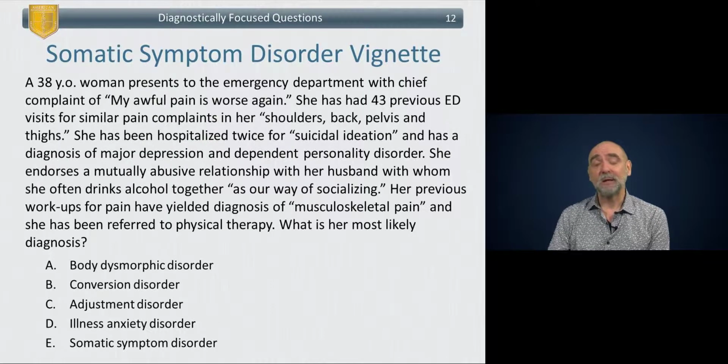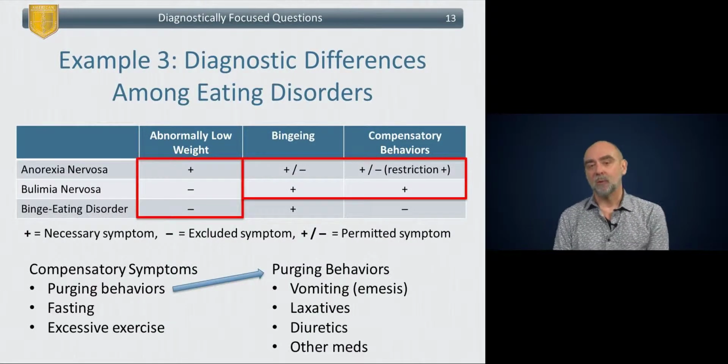And by the way, clearly, you look at the options, it doesn't ask you about dependent personality or major depression, right? So you're going to choose the one out of the options presented. Is it body dysmorphic disorder, conversion disorder, adjustment disorder, illness anxiety disorder? No, it's going to be somatic symptom disorder, right? Again, this is a vignette that includes a lot of other information. It paints a word picture, but a lot of the information is extraneous to what we're really being asked about.